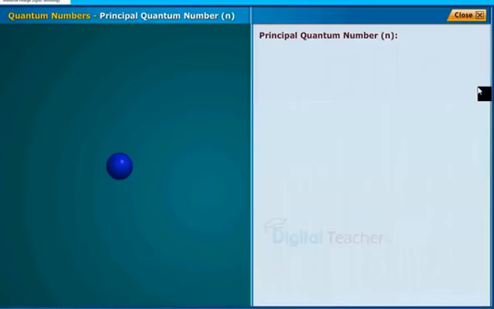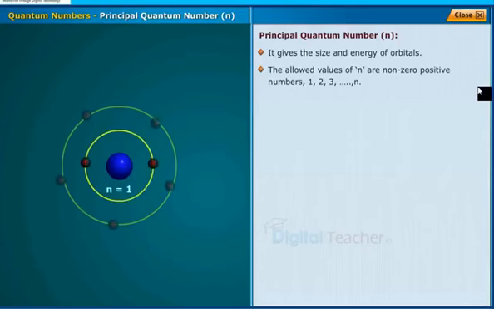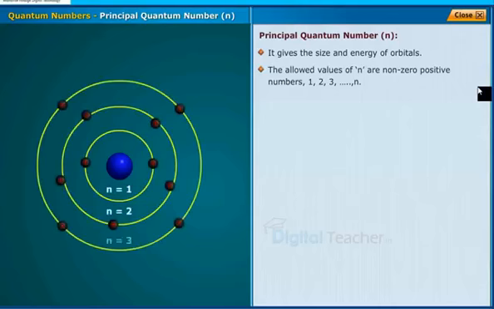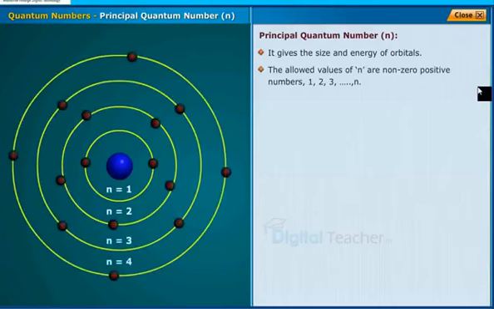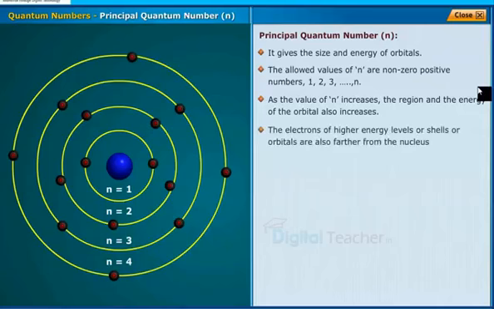Principal quantum number. It gives the size and energy of orbitals. The allowed values of n are non-zero positive numbers 1, 2, 3 up to n. As the value of n increases, the size and the energy of the orbital also increase. The electrons of higher energy levels or shells or orbitals are also farther from the nucleus.